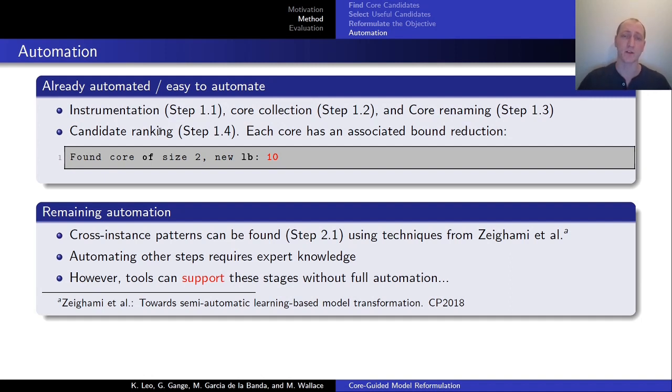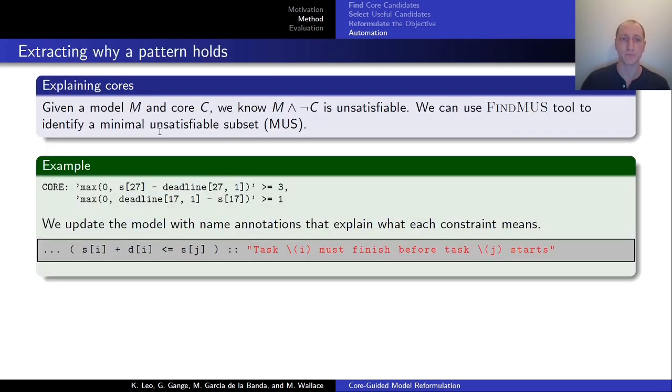But other steps require a bit more expert knowledge and are hard to automate. However, we can provide some tools that help, even if we don't have full automation. An example of this support can be found in the FindMust tool. This tool can be used to identify minimal unsatisfiable subsets in constraint models, and it ships with the Minisync bundle.